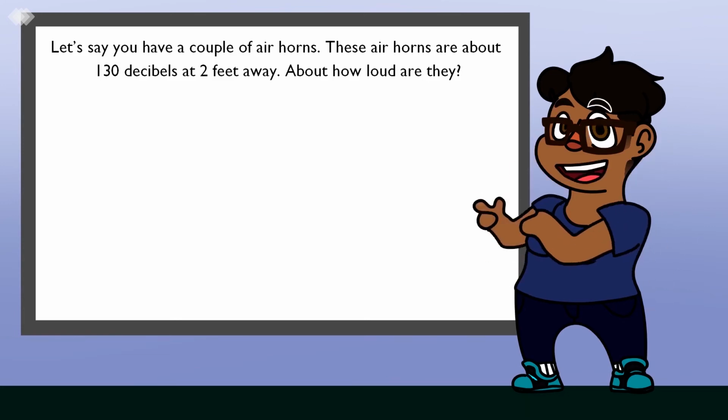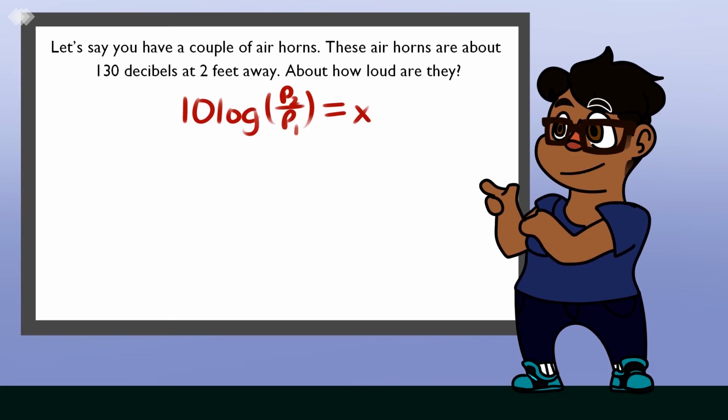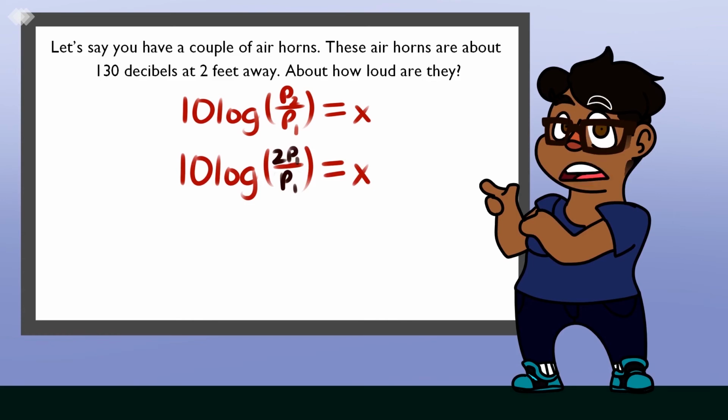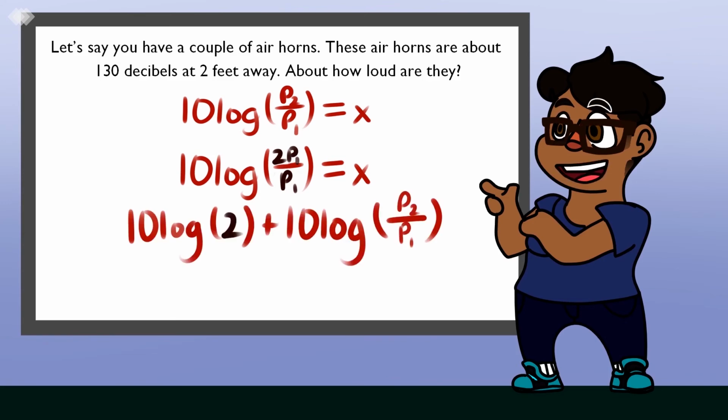Now that is settled, let's put these values into the equations. Our reference level is 130 decibels, so that would be P1. Since there are 2 air horns, your P2 is actually equal to 2 P1. Now, don't solve yet. Do not plug in your values. You need to expand the equation first, then it gets easier from here, and I'll show you why. This leaves you with 10 log 2 plus 10 log P2 over P1. That 10 log P2 over P1 becomes 130 decibels, because that's how loud the air horns are.